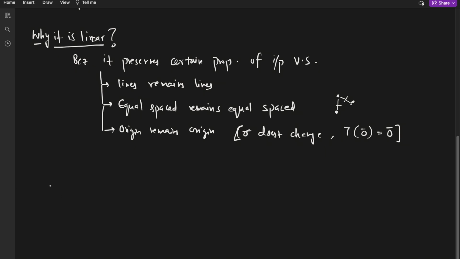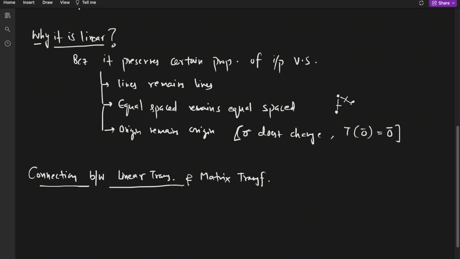Okay, so we need to understand what is the connection between linear transformation and matrix or matrix transformation. Because it is also a transformation, right? That you will know just now.